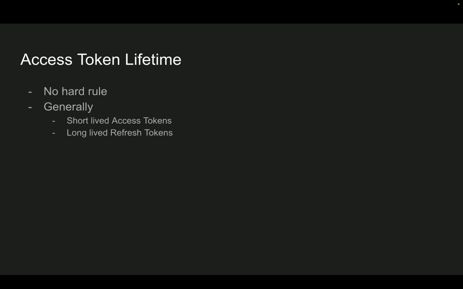Now, access token lifetime. There is no hard rule on what the lifetime of an access token should be. It totally depends on your application. Generally we use short-lived access tokens. For example, an access token will expire after 1 or 2 hours, so that even if someone steals the access token, they should not be able to do much damage to our system. And refresh tokens are long-lived, so that we don't initiate the auth flow again and again and require the user to log in after a short period of time.